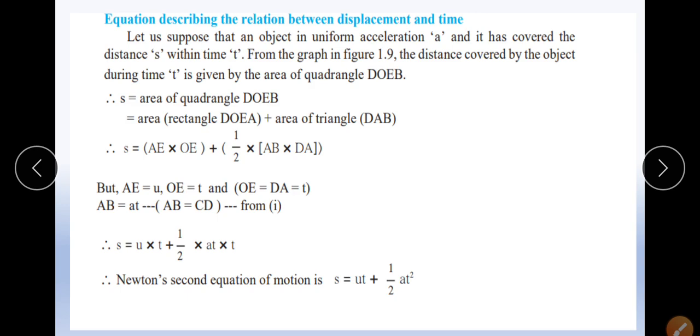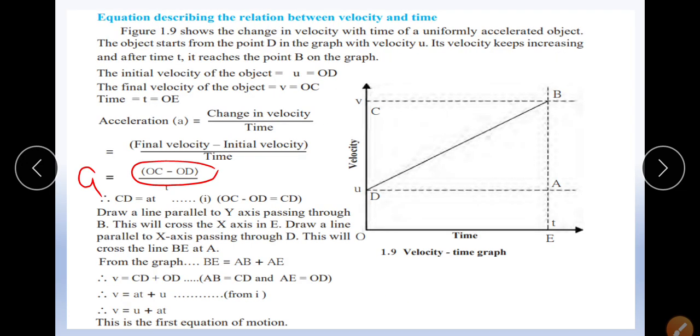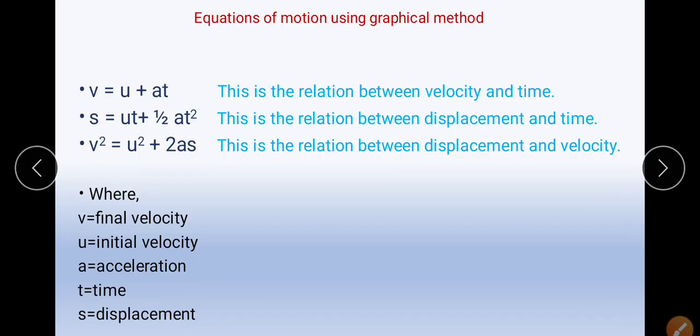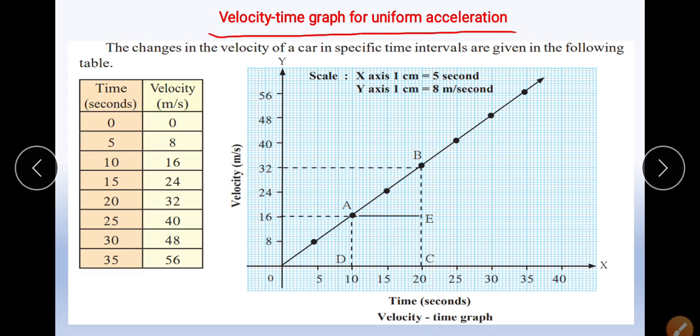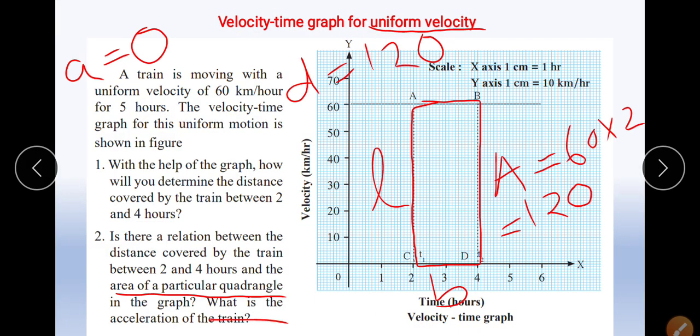It is given by the area of the quadrangle. The distance covered by the object during time t is given by the area of the quadrangle DOEB, because we have already seen that the area under the velocity time graph gives the distance of the object in the given time interval. This we have seen in the previous question, when they asked us to find the acceleration.